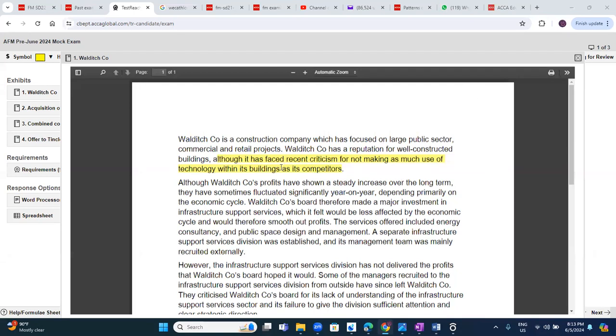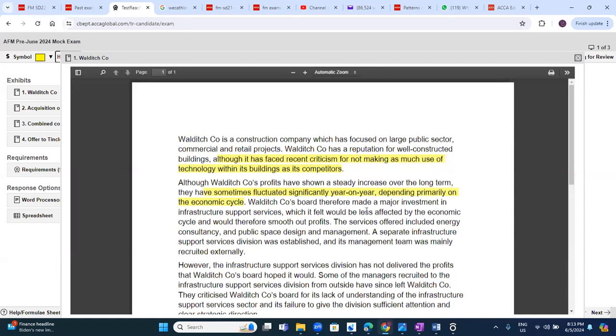The company is well reputed, but the company has faced recent criticism for not making as much use of the technology within its buildings as its competitors. So competitors are making more use of technology. This company is not. Although W Company profits have shown a steady increase over the long term, they have sometimes fluctuated significantly year on year, depending primarily on the economic cycle. So this company is a cyclical company. This company's earnings are linked with the economic cycle. If the economy is performing well, this company will perform well. If the economy is not performing well, this company will not perform well.